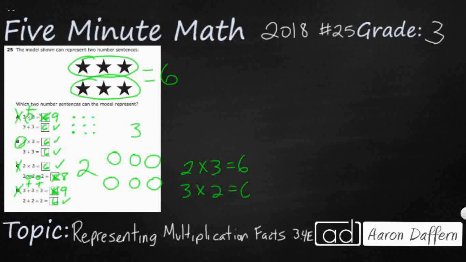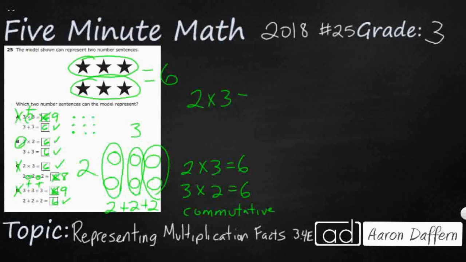That's the commutative property. Commutative property tells you that you can do your multiplication facts in any order, and you can also do addition facts in any order, and the answer stays the same. Where the 2 plus 2 plus 2 comes in is when you're looking at it in groups like this. So there's your 2 plus 2 plus 2. Because when you're looking at 2 times 3, 2 times 3 is really saying 2 groups of 3, or 3 plus 3.